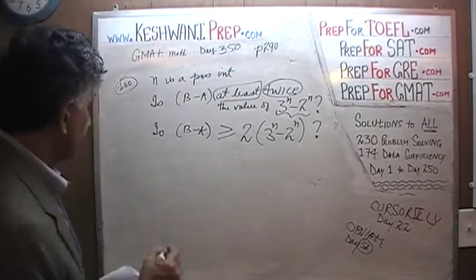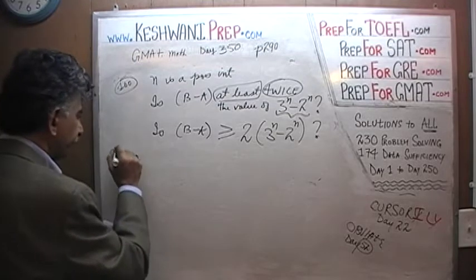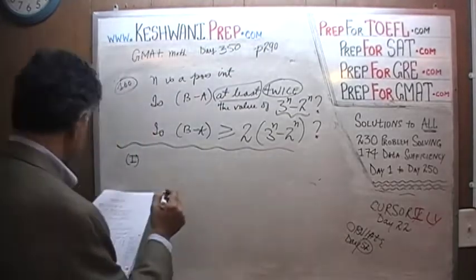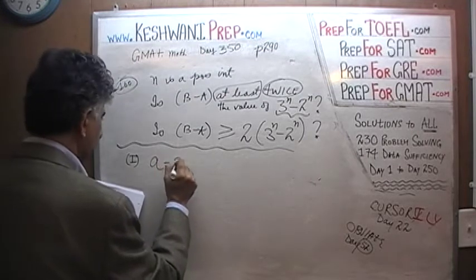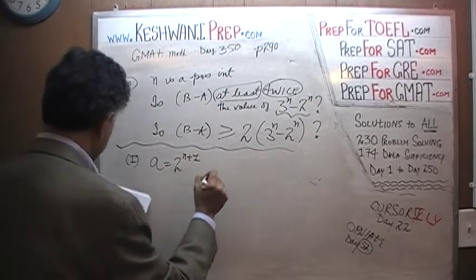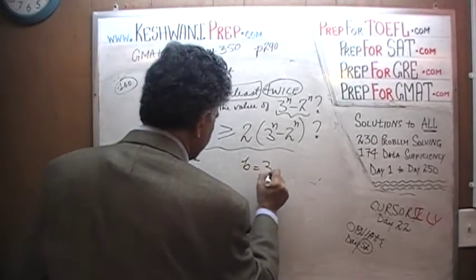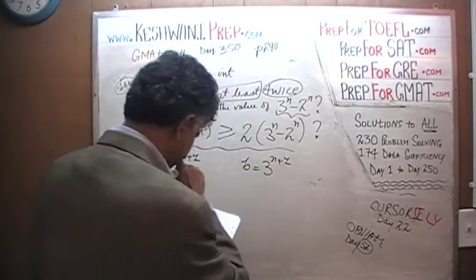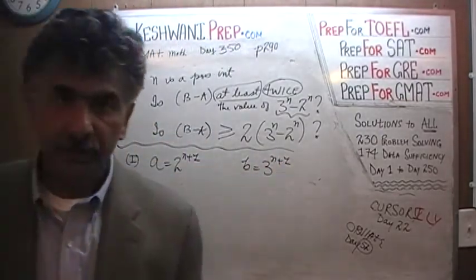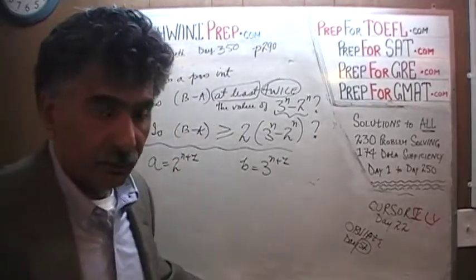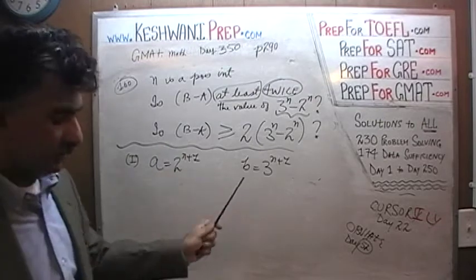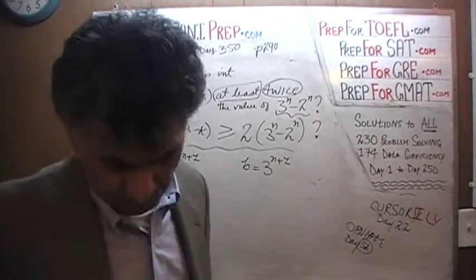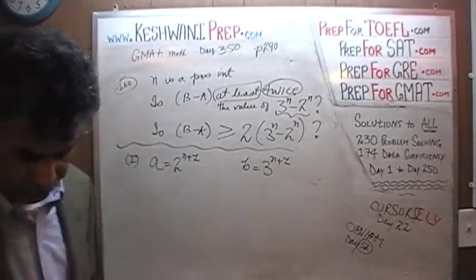Let's see what they tell us in the first statement. In the first statement, they tell us that a is equal to 2 raised to n plus 1, and b is equal to 3 raised to n plus 1. Listen, I just realized, it happened quite inadvertently, I did not do it on purpose. I just realized that I was using capital letters for a and b, and here I start using small letters. Don't make a fuss about it, okay? Okay, just chill. Do you understand?